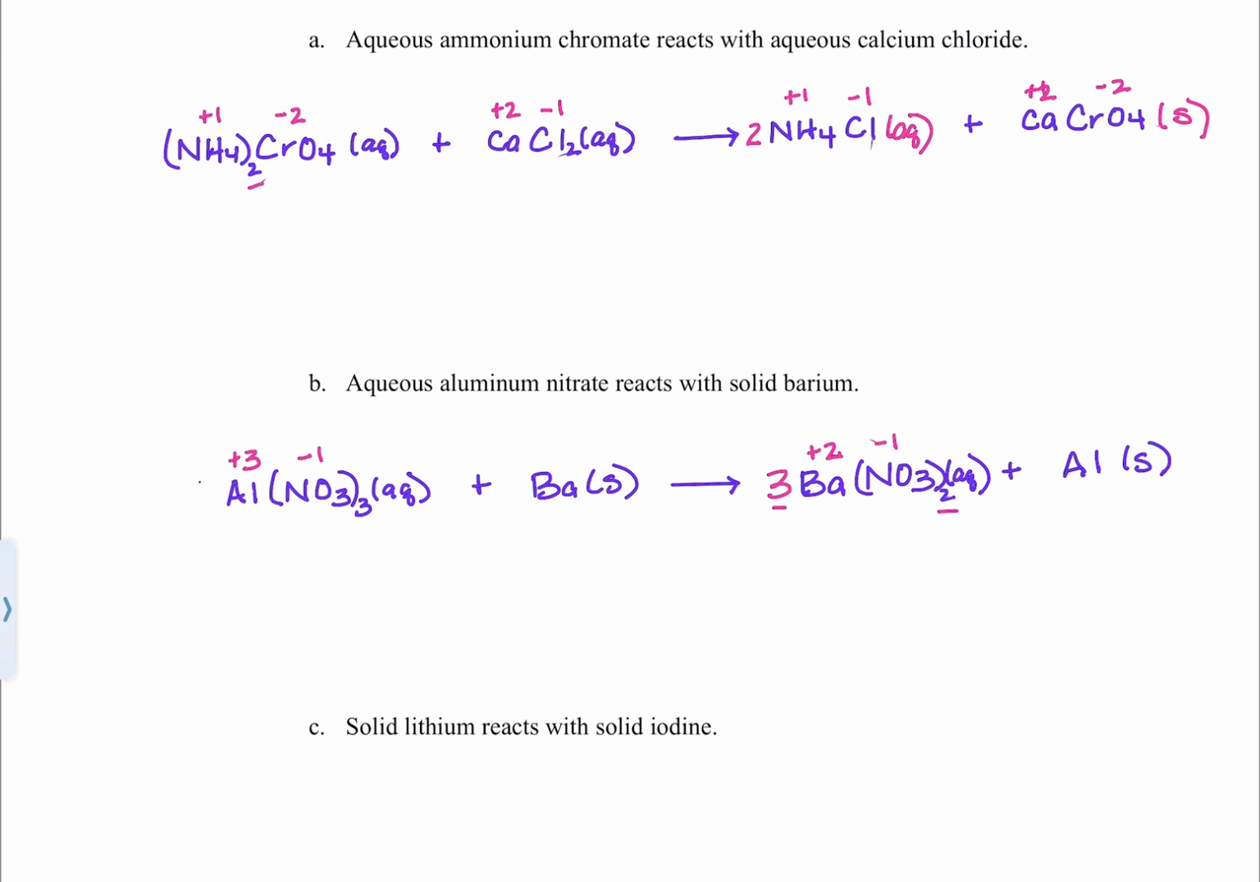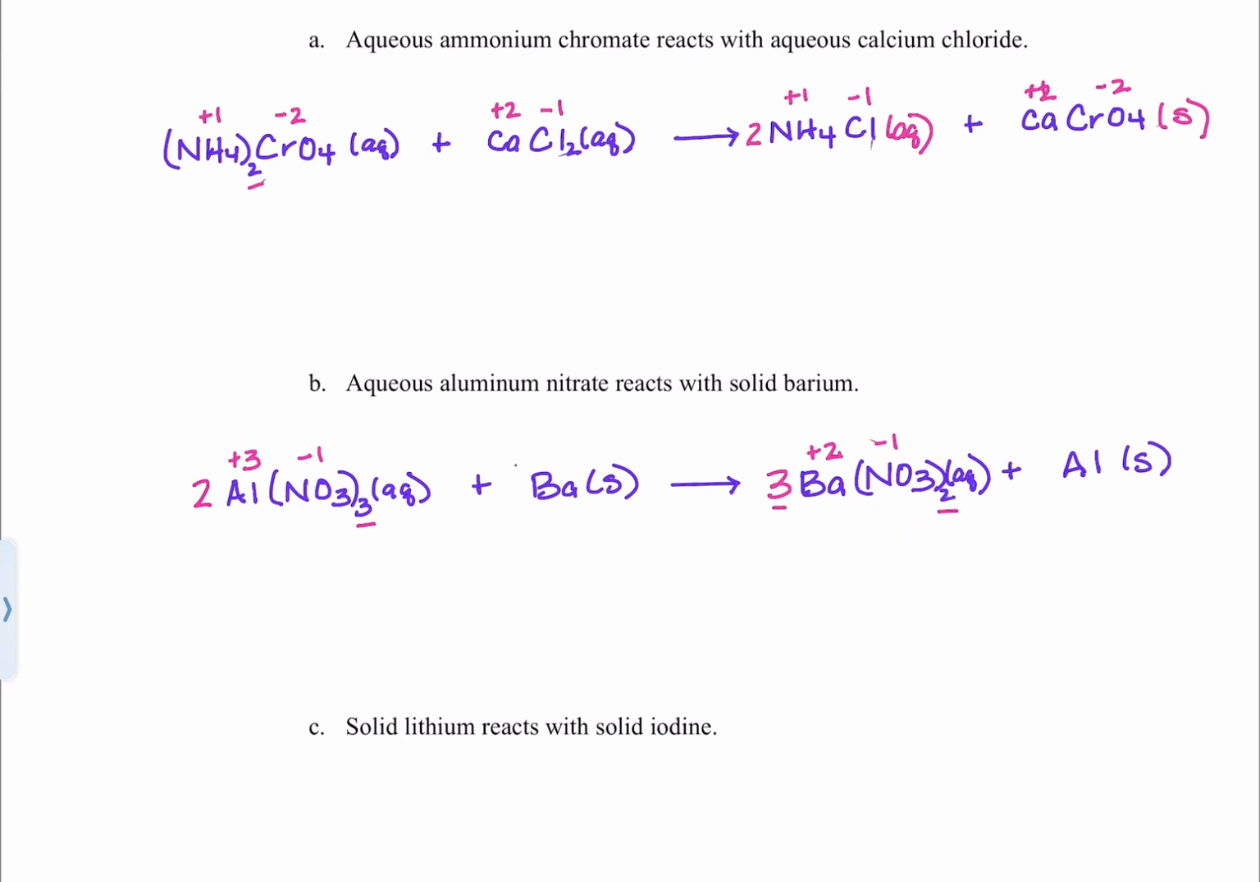Going back to our reactant side, we only had 3 nitrate, so I need to put a 2 in front of this compound. 2 times 3 is 6, so we have 6 nitrate on both sides. So we changed 2 things when we wrote those coefficients. Let's go back to our product side.